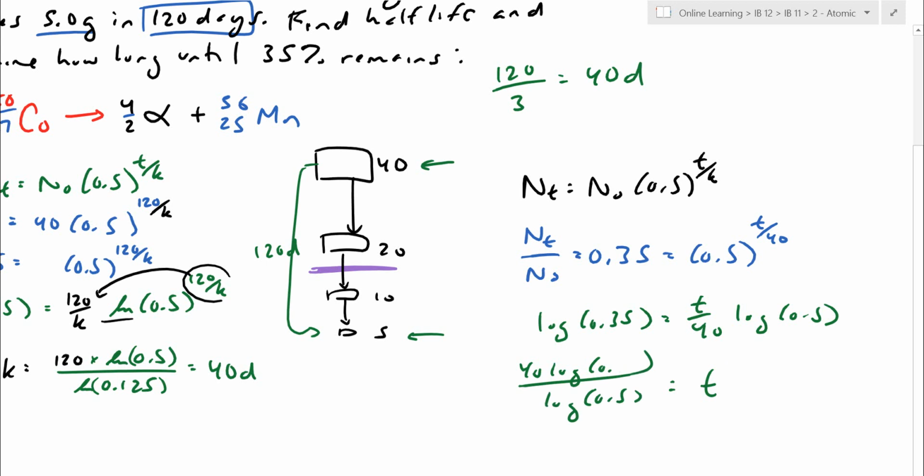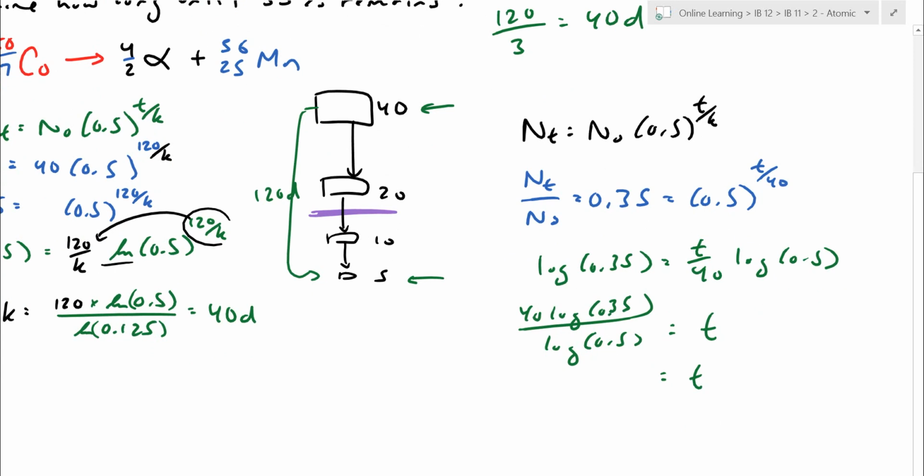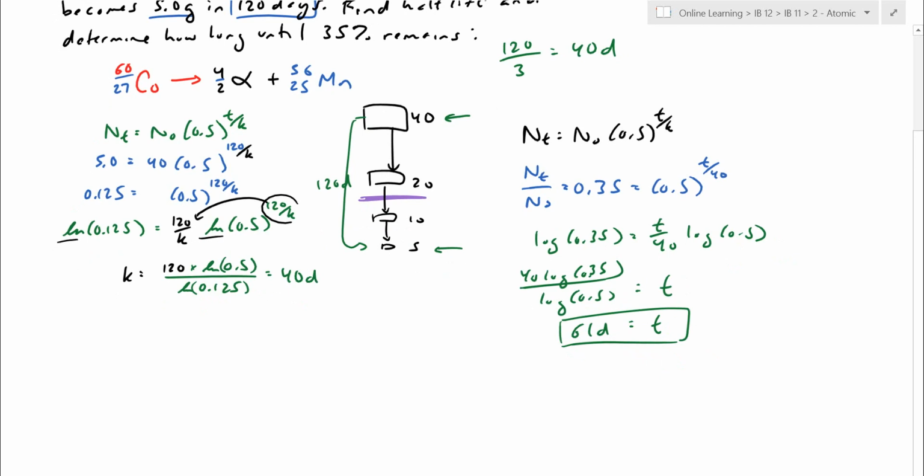Let's see what that leaves us with here. t is equal to 40 log 0.35 divided by log 0.5. And this is giving me roughly 61 days, give or take. Right. Again, always do a mental check here. Does that make sense? Well, we had said a half-life was 40 days, so it took 40 days to do this. We wanted to wait somewhere between 40 days and 80 days. Great, 61 seems like a nice number.